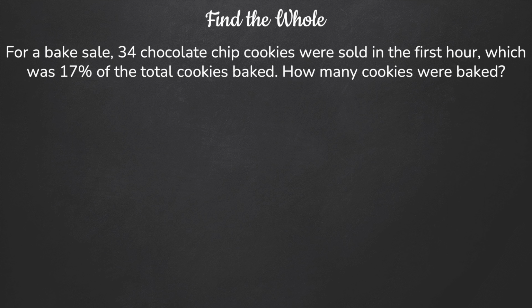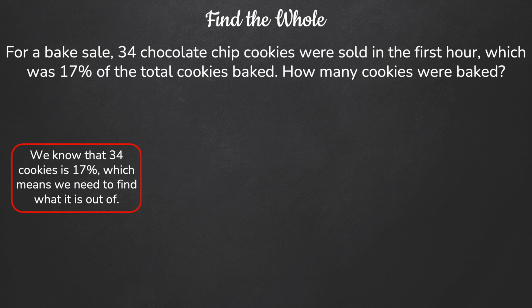Here we have another word problem which says, for a bake sale, 34 chocolate chip cookies were sold in the first hour, which was 17% of the total cookies baked. How many cookies were baked? So we know that 34 cookies is 17%, which means we need to find what it is out of.